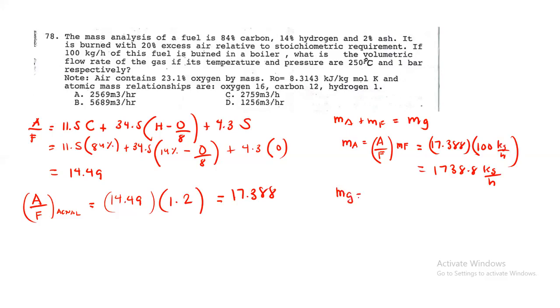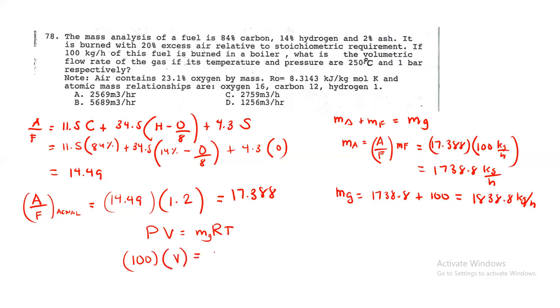So makuha sa mass ng gas. So mg is equals to mass ng air 1738.8 plus mass ng fuel 100 is equals to 1838.8 kilograms per hour. Then substitute na natin siya sa ating formula. PV is equals to MRT. So ang gagamitin natin ditong mass is mass ng exhaust gases or combustion gases. So pressure 100, volume is yung hinahanap is equals to mass 1838.8 kilograms per hour times R ng gas. So ilan ba yung R ng gas natin? So assume natin 0.287. Then times temperature 250 plus 273. So makuha natin dito ang volume.